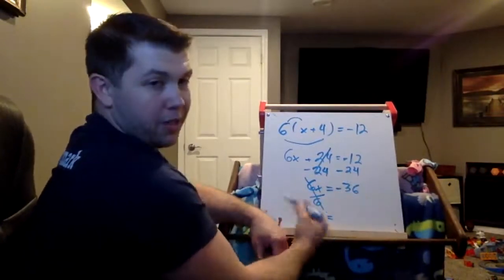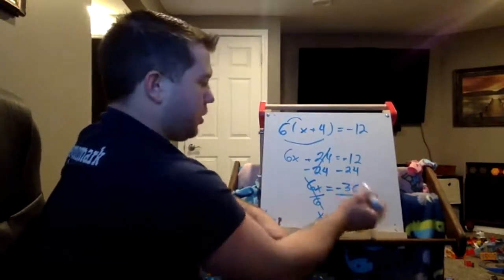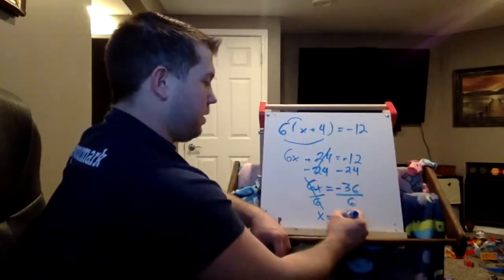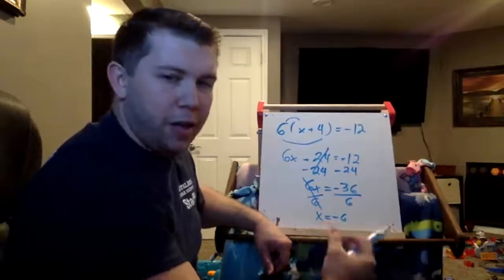But what I do to one side, I have to do to the other. Okay, that's one of the golden rules here. So negative 36 divided by a positive 6 ends up being a negative 6. And that should look familiar because that was our answer the last time we did this, okay?